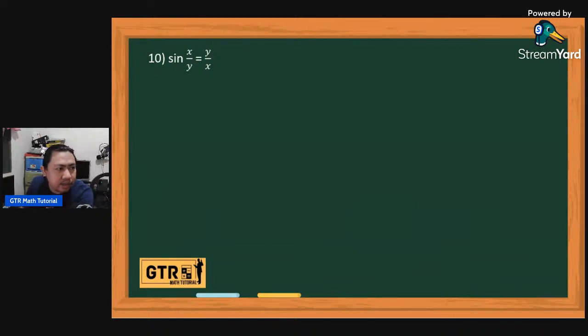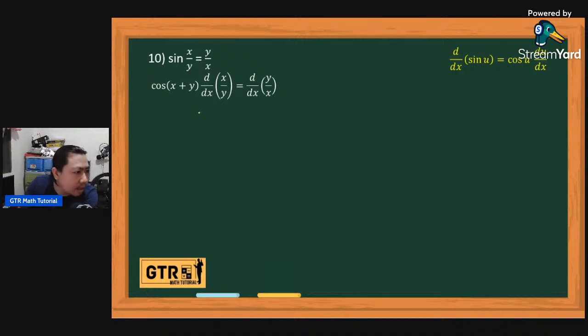Okay, so last number, number 10, we will use implicit differentiation again. So sine of x over y equals y over x. The derivative of sine u is cosine u. So sine of x over y, the derivative is cosine.